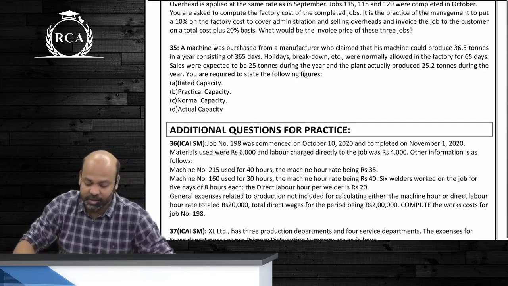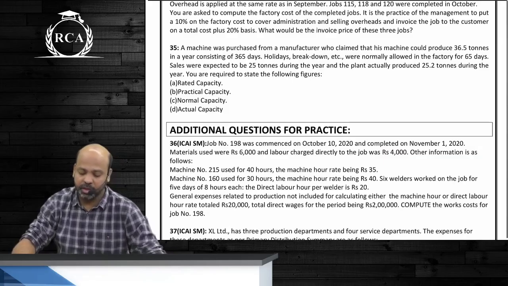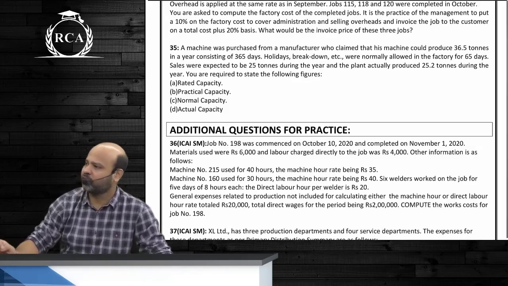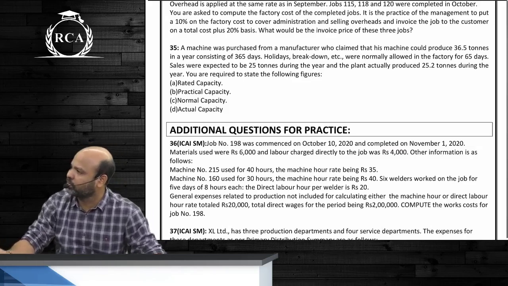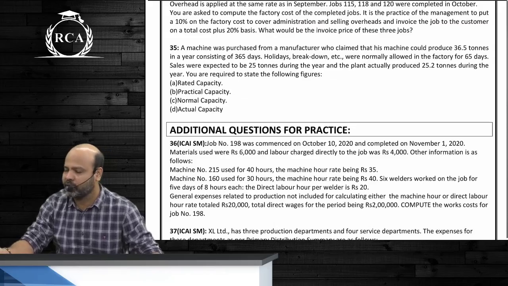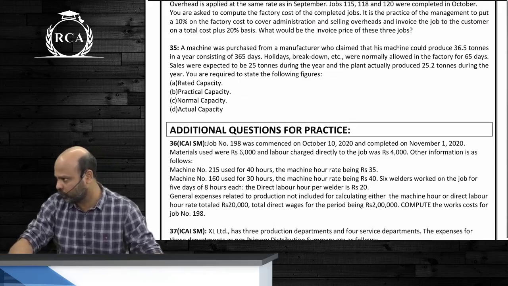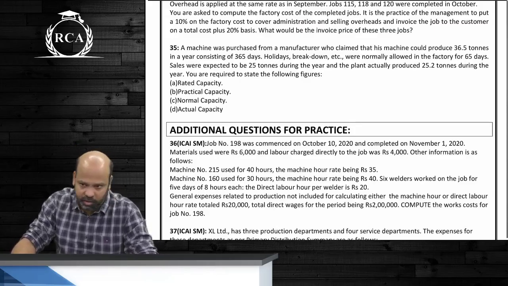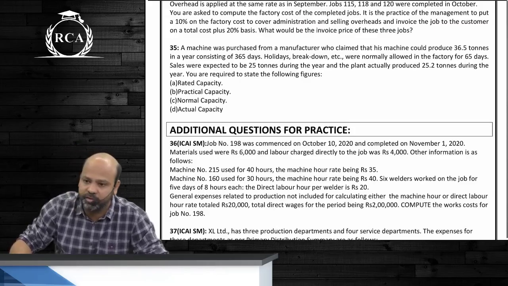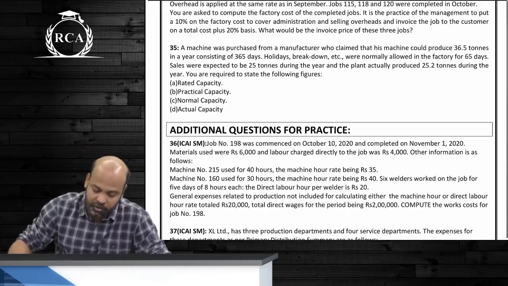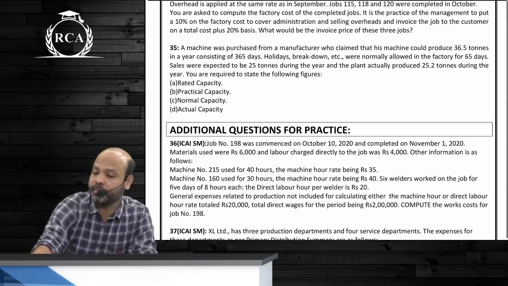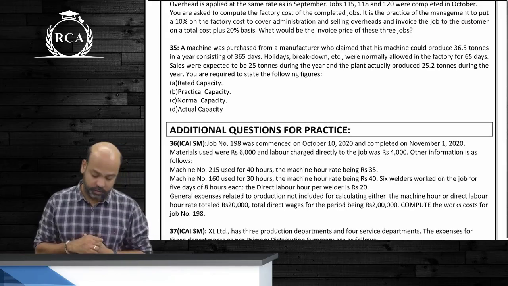Next, sales were expected to be 25 tons during the year and the plant actually produced 25.2. Actually speaking, that is not normal beta. Normal should be based on what you've achieved in the past also. Sales were expected to be 25, so we can assume that the company budgeted to also produce 25 tons. But that is not normal capacity as such, guys. Normal capacity is what the organization has achieved over a longer period. Actual capacity beta will be 25.2 tons. Are we clear about this? Yes or no beta? 2 tons.